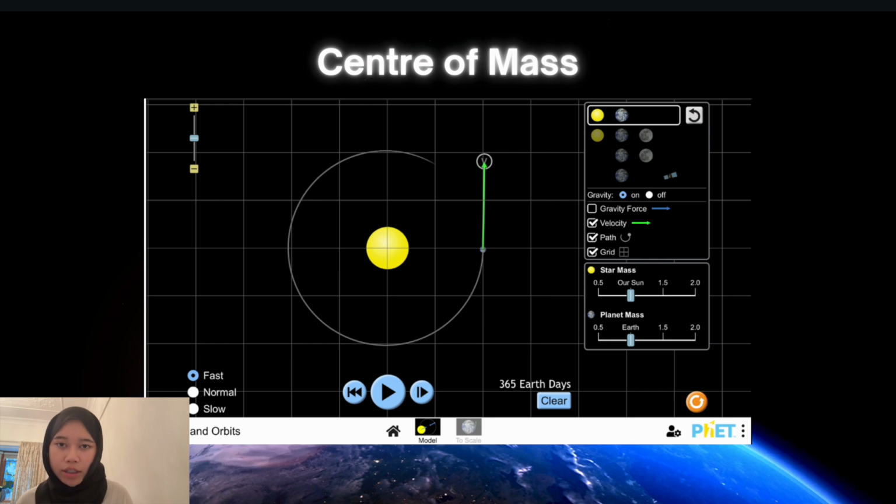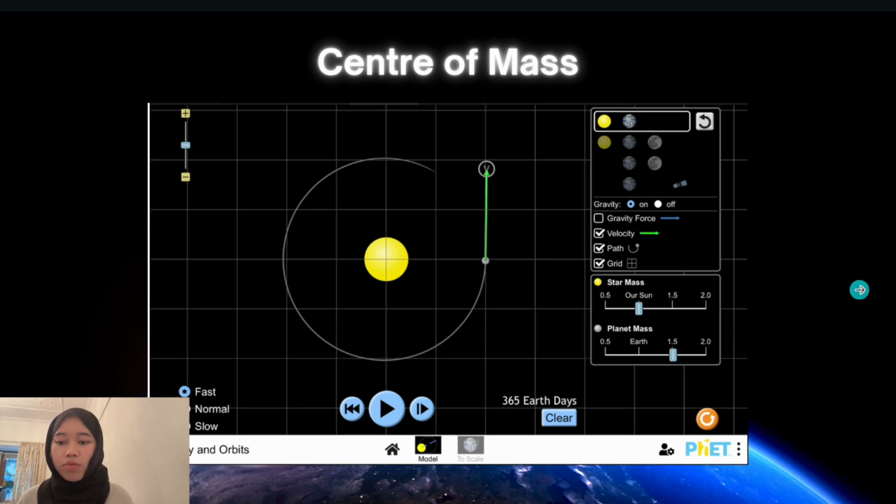The first scenario here, the center of mass sits well within the sun, very near its core, which is why the sun hardly seems to move at all. And then we have the second scenario. I shifted the planet's mass by 1.5, where the sun is still vastly more massive, so the center of mass barely moves and remains well within the sun.